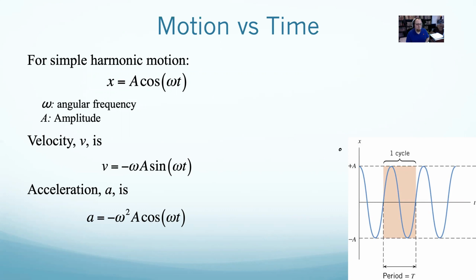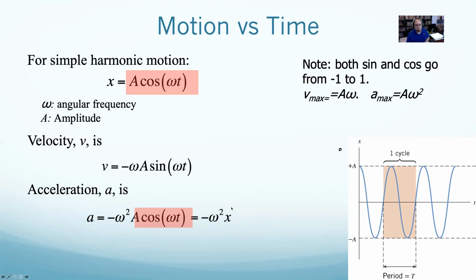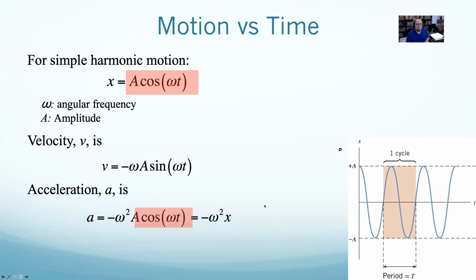cosine omega t. Although if you take a look at this, you can see that x equals a cosine omega t, and I have an a cosine omega t term here. So I can just say that acceleration is negative omega squared x. And that'll be position, velocity, and acceleration as a function of time. If you want velocity as a function of position, you're going to have to use conservation of energy. If you want acceleration as a function of position, well, there you go. We just covered it right here. If you want position, velocity, or acceleration as a function of time, you can use these equations.